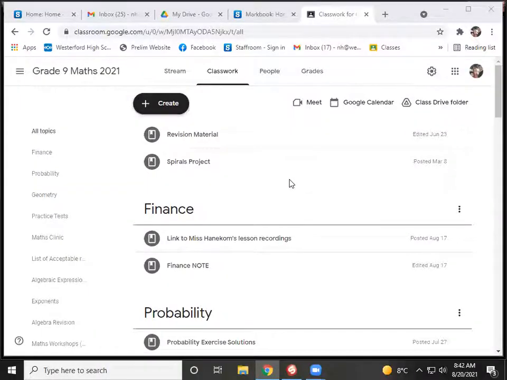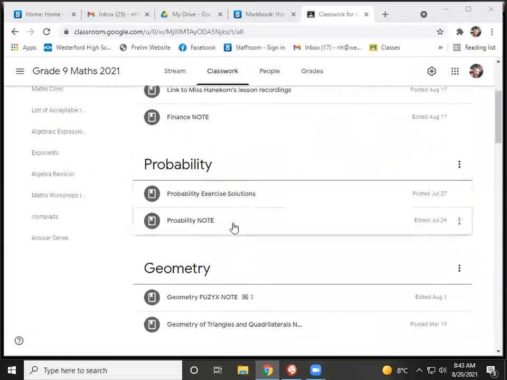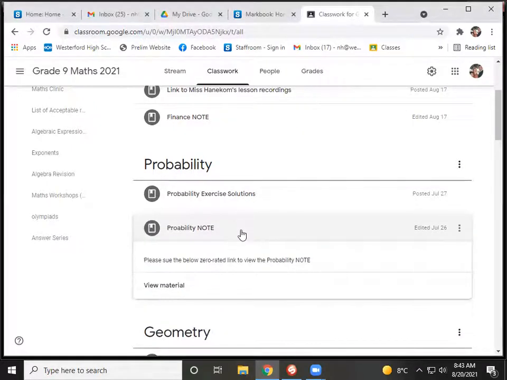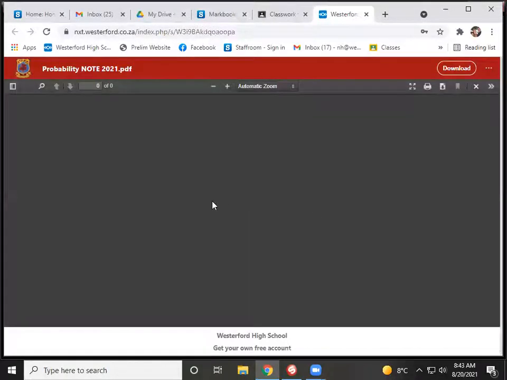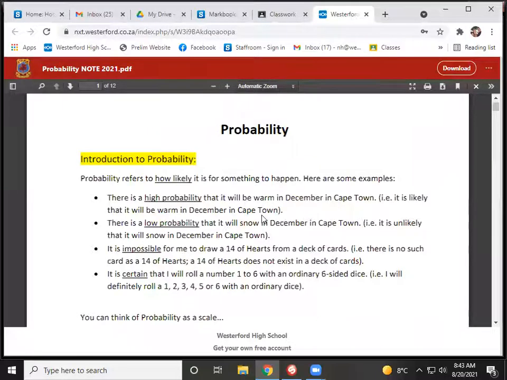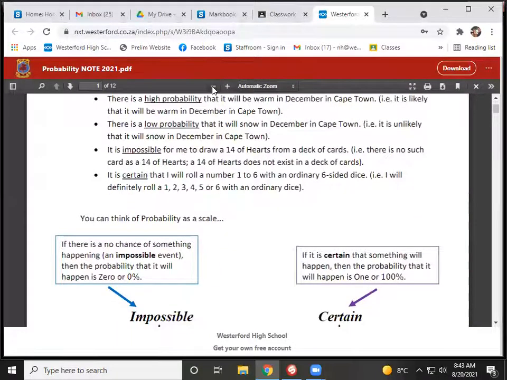Okay, so we are on the grade Google Classroom. Remember, this is probability stuff that we're looking at now. I see the exercise solutions are there as well. So the note that we did is on here, and it starts with introduction to probability.